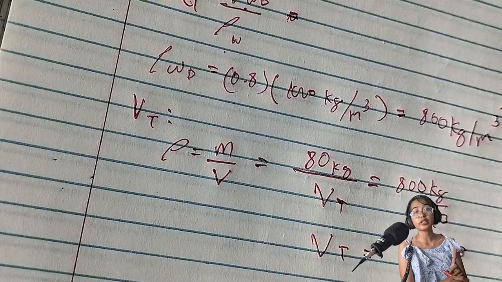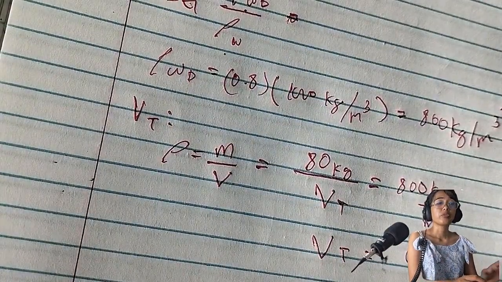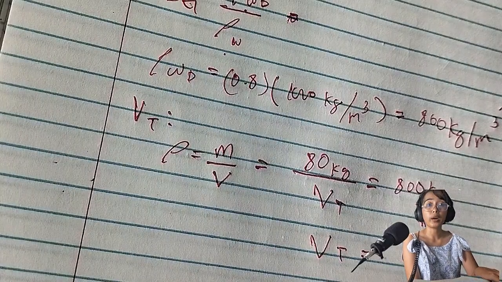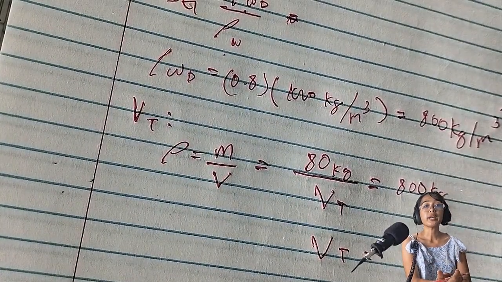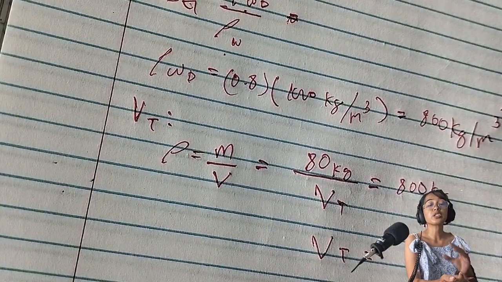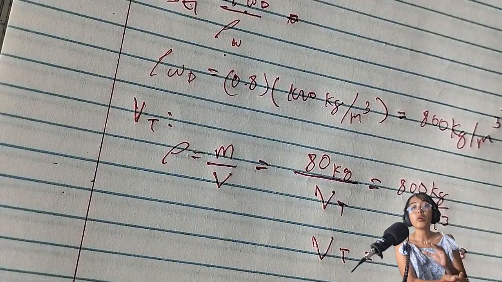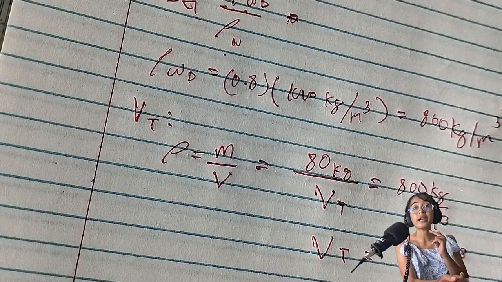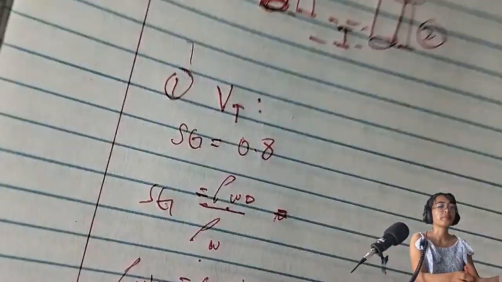So, that is the first volume that we get. We set that aside. Next, we would find the volume submerged when it is at 80 kg. Then, we will find the volume submerged when it is at 90 kg. So, keep the VT in place.